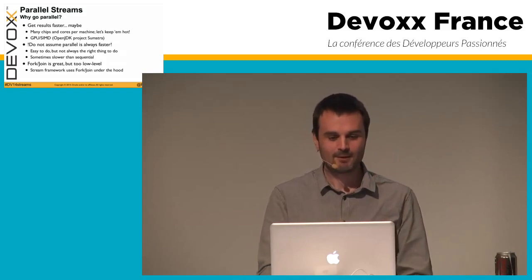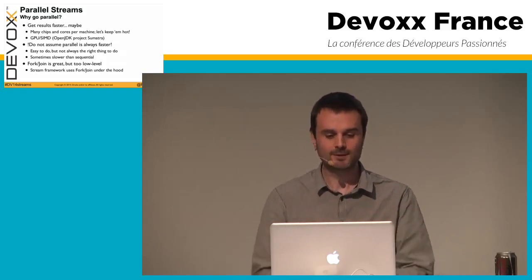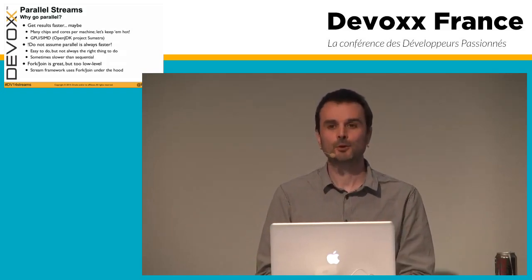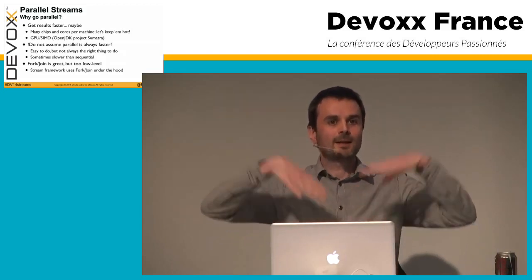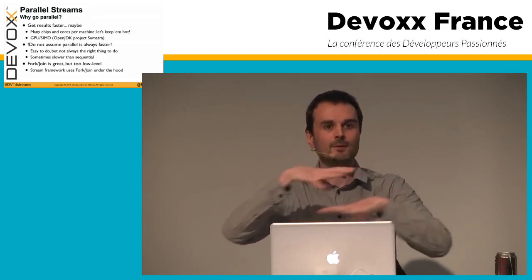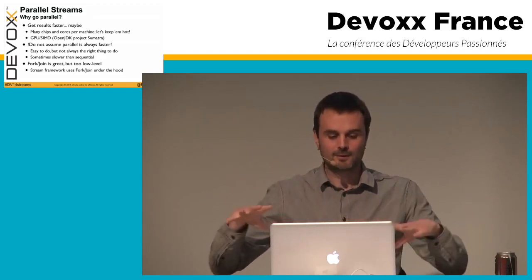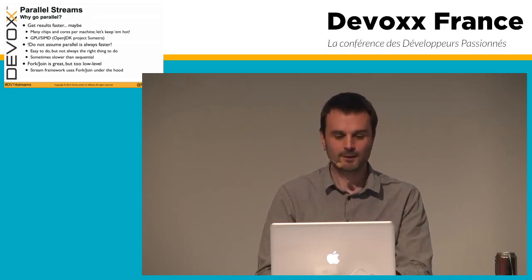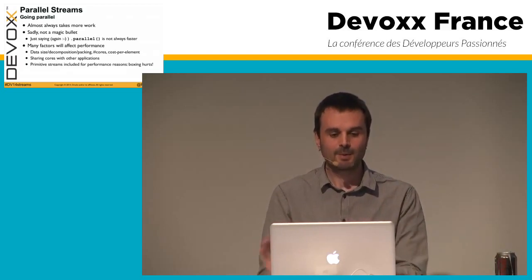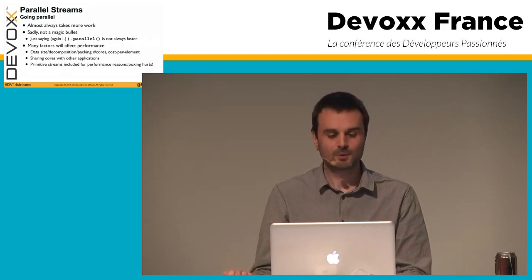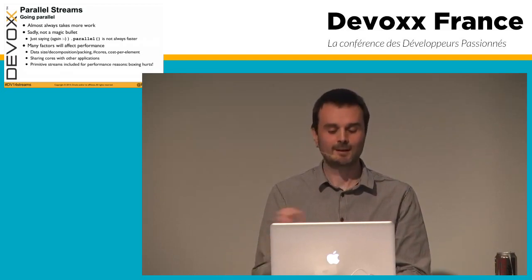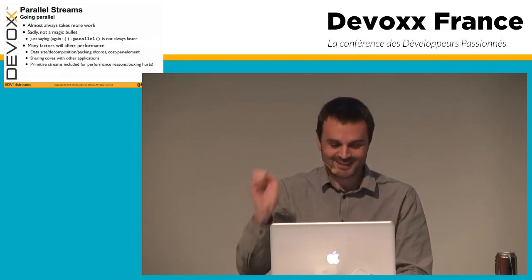So what's going on under the covers in parallel? We use something called the fork join library. And fork join is great, but it's pretty low level. So we've upped that level of abstraction. Underneath, we hide all the fork join stuff for you, and it uses it under the hood. So going parallel almost always uses more work. It always takes more work to do, and it's not a magic bullet. I'm just saying again, it's not always faster. I'm trying to drill this in.